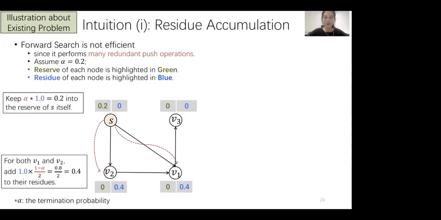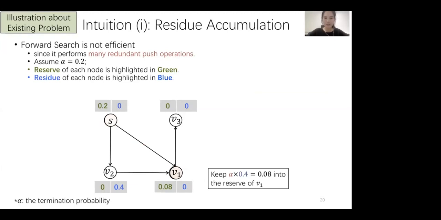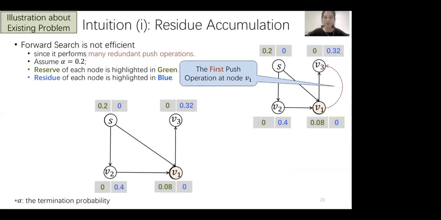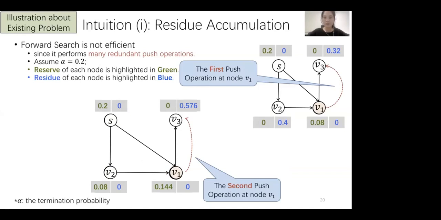Next, it will do a push operation at V1. It will increase the reserve of V1 and propagate the remaining information to V3. Now, we reserve the push operation here at the right-hand side as the first push operation at V1. Next, it will do a push operation at V2 and propagate a portion of information to V1. We could see that the residue of V1 is increased from 0. So we need to do another push operation at V1 and propagate information to V3. We could see that the second push operation at V1 is the same as the first push.